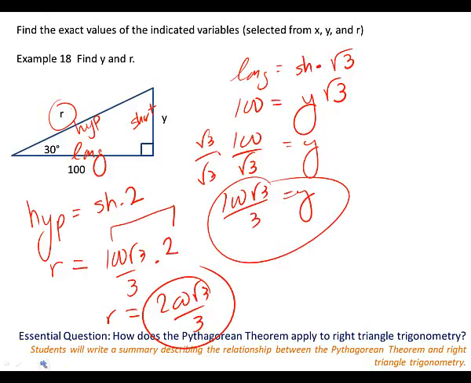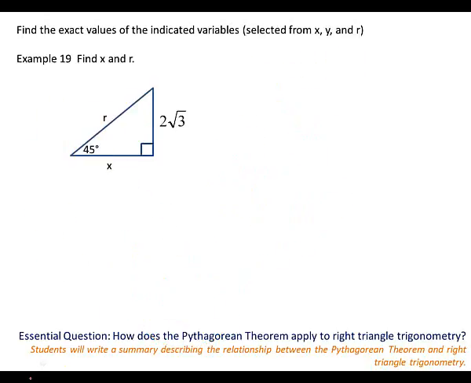All right, let's look at 19. Okay, so this one is a 45, 45, 90. What do we know about the legs of a 45, 45, 90? They're the same, so I know my x is 2 square root of 3. In order to get my hypotenuse, I take the leg and I multiply by what?